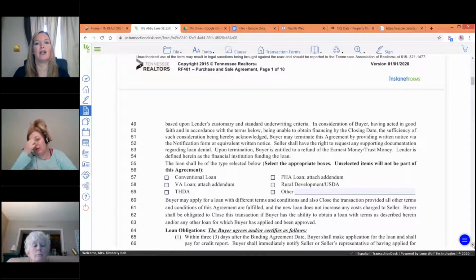So sellers will have the right to request any supporting documentation. Now, they have to do it in good faith. If they didn't supply something to the lender that the lender needed and that's why they don't qualify, I think that would be grounds to fight for the seller's money. They need to do everything in good faith that was requested of them to get that loan.